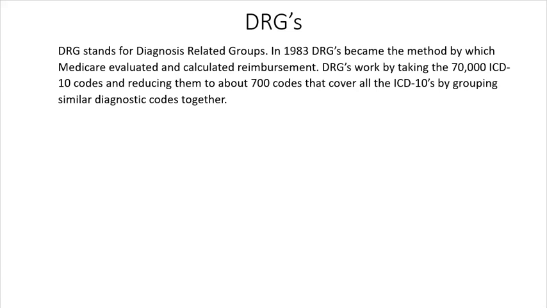DRGs. DRG stands for Diagnosis Related Groups. In 1983, DRGs became the method by which Medicare evaluated and calculated reimbursement. DRGs work by taking the 7,000 ICD-10 codes and reducing them to about 700 codes that cover all of the ICD-10s by grouping similar diagnostic codes together. So basically what they do is they say, all right, we're going to pay the same whether you did a right hand, a left hand, or bilateral hands. We're going to just put all that together as hand.